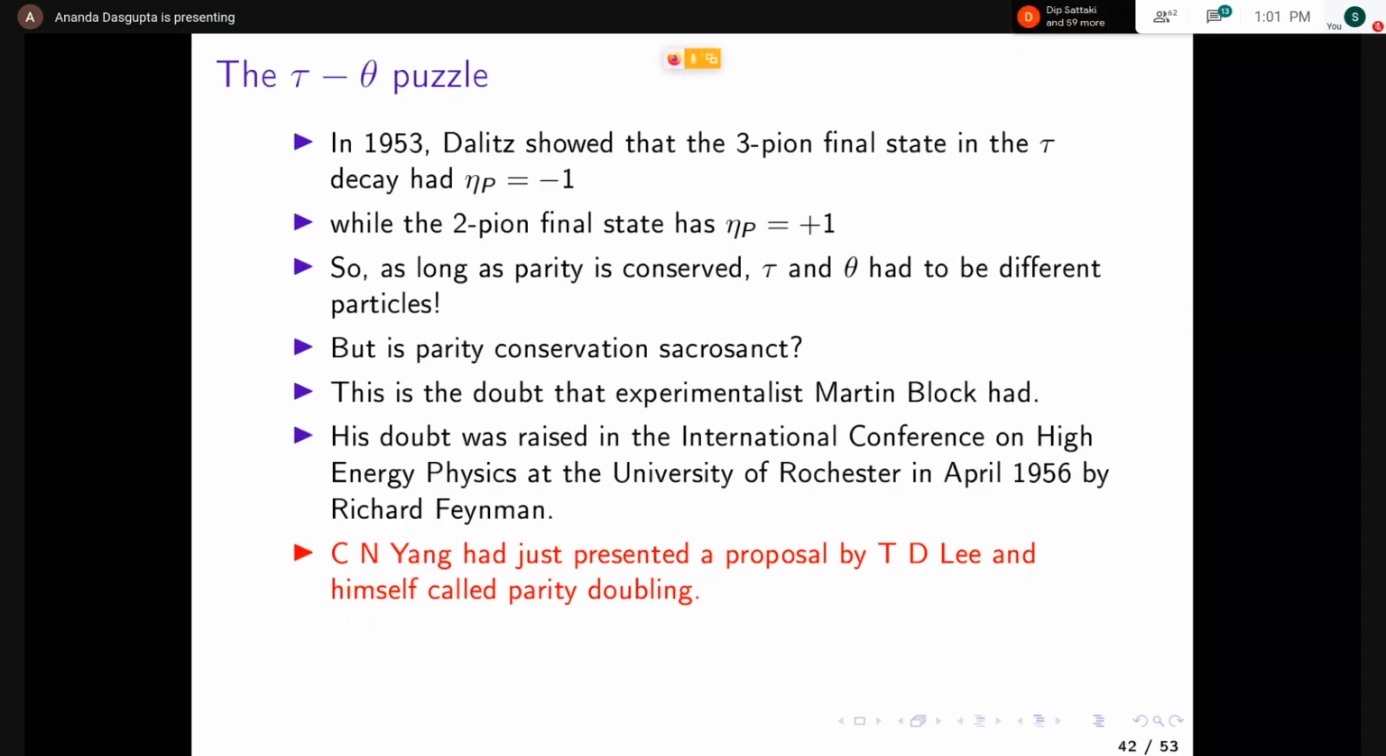By the way, Feynman himself did not really believe this. He raised this question. He had actually taken a bet with another friend, a $50 bet, saying that parity will be conserved, so this proposal must be wrong. But still, he was under obligation to raise this question. And Yang and Lee had no immediate answer. They just said that we don't know, we have to check.